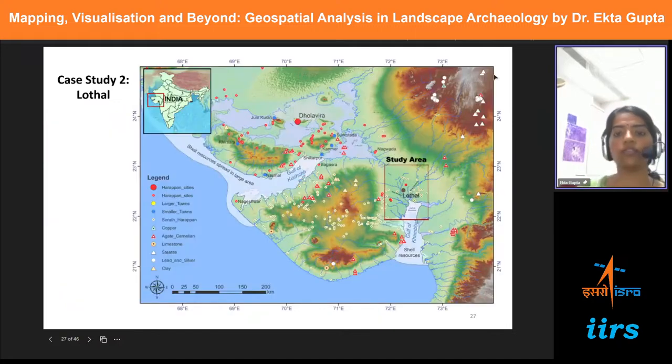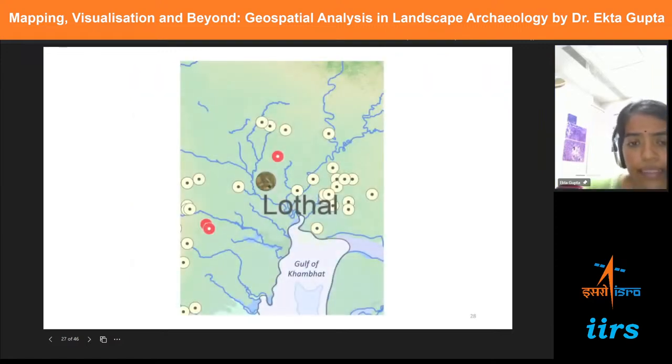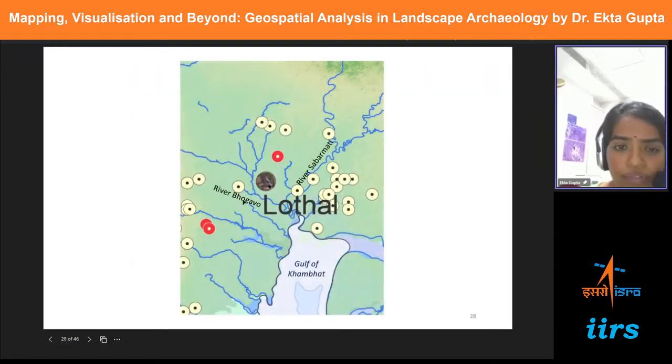Now, the second case study is of Lothal, and I'm sure that many of you know about Lothal. It's a Harappan site. It is considered as a maritime port town, and it is situated between these two rivers. This is the very small River Bhogavo, and River Sabarmati, which is around 20 kilometers east of Lothal at present.